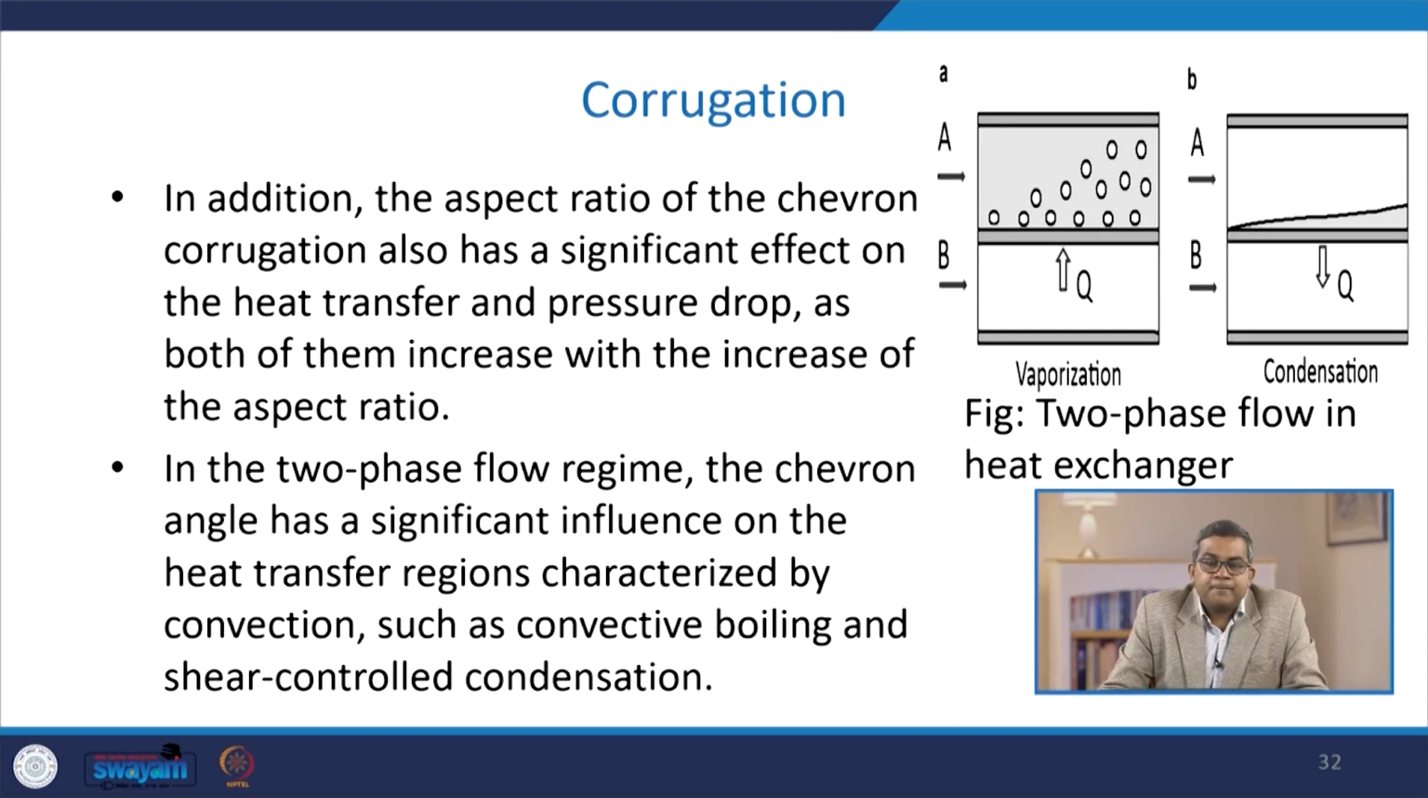Now, in addition, the aspect ratio of the Chevron corrugation also plays a very significant role in the heat transfer and pressure drop, because both of them increase with the increase of aspect ratio. In the figure, for the two-phase flow regime, the Chevron angle has a significant influence on the heat transfer region, usually characterized by convection, such as convective boiling or shear controlled condensation. Here you see the two-phase flow in the heat exchanger.